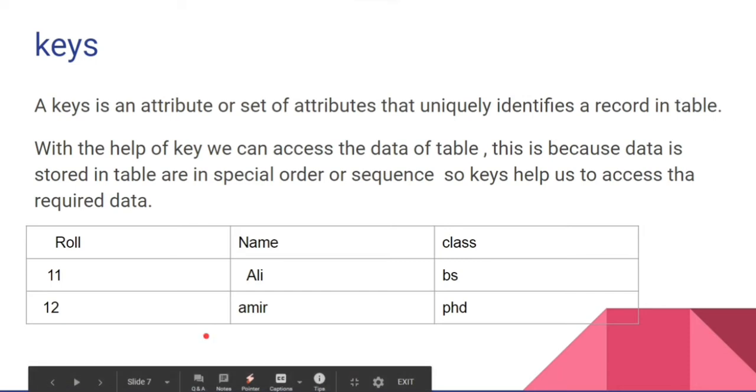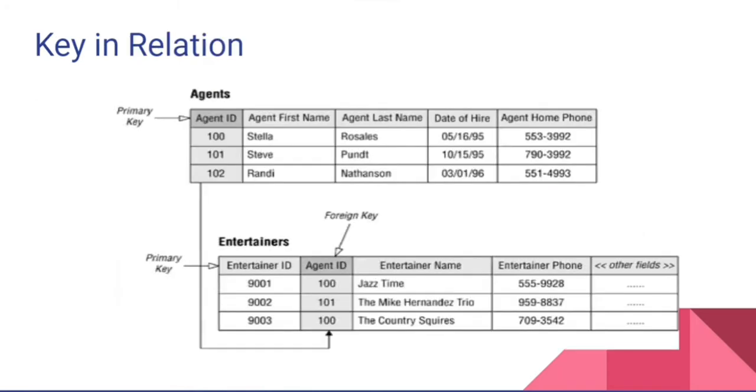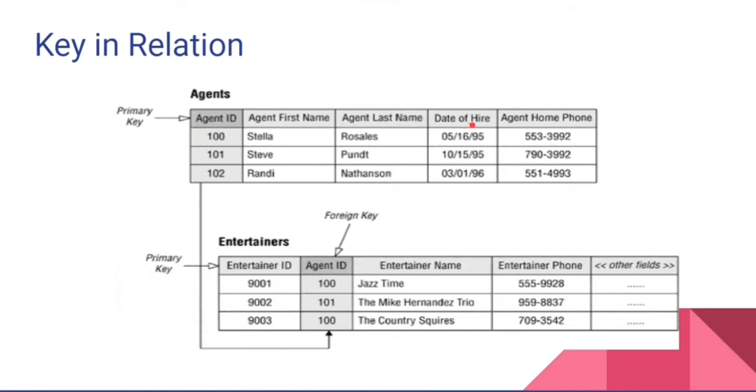This is because data stored in the table has no special order or sequence, so keys help us access the required data. With the help of keys, we can access the data present in the tables. So we can explore it. This is a key. Here is a simple example of a relation: agent ID, agent first name, agent last name, date of hire, and agent home phone. If I have an office, I assign IDs, and on those IDs I store the data of every agent or employee.